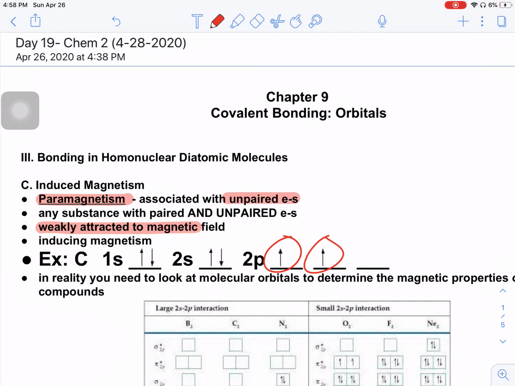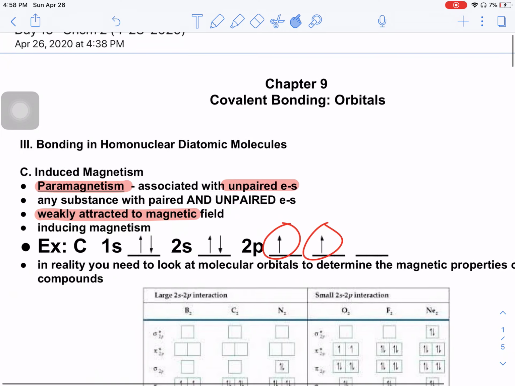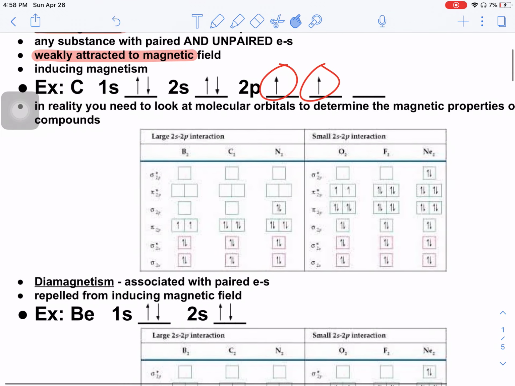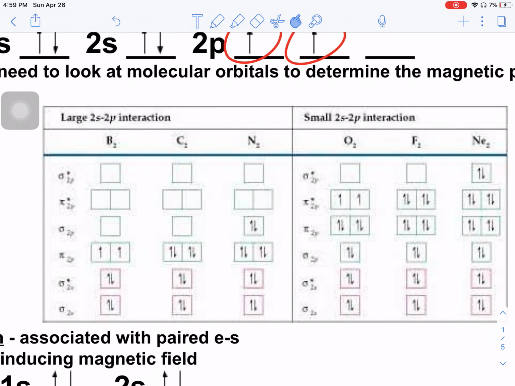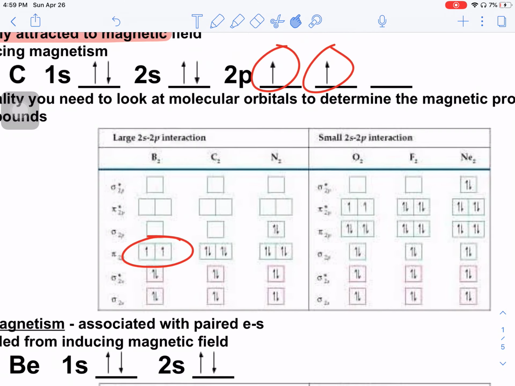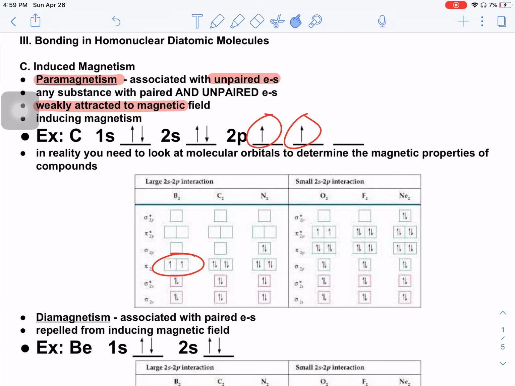Okay? But we can also look at molecules, and I don't expect you to be able to do electron configurations for molecules, but we've done these already for you. So we've got some examples here. These are just simple diatomic molecules, so B2, C2, N2, and so forth. And what we're looking for here is unpaired electrons. So B2 would be paramagnetic. Boron would be weakly attracted to a magnetic field.